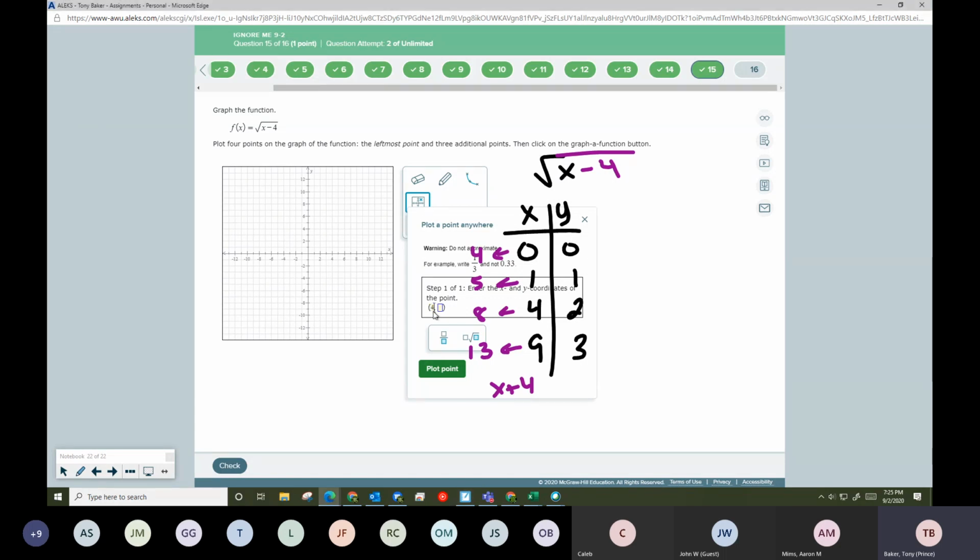So my points are 4, 0, 5, 1, 8, 2, and 13, 3. And you'll know it works when you hit the little graph and you get a nice little graph. Let's say I just put a point wrong. Let's say I did 12, 3.